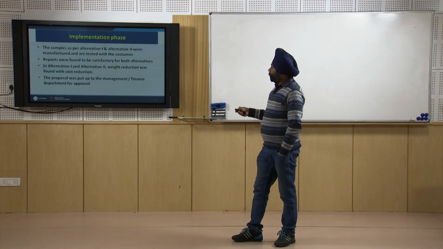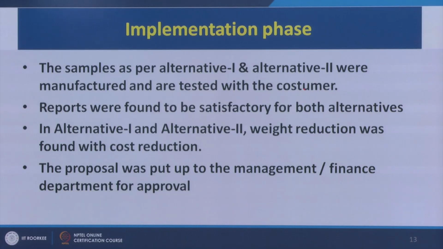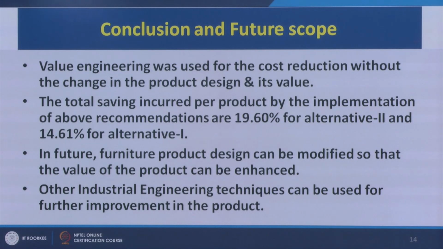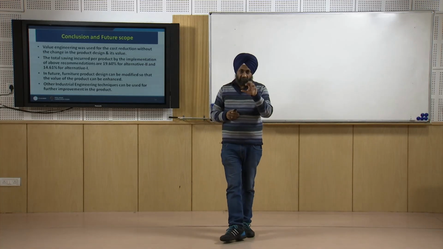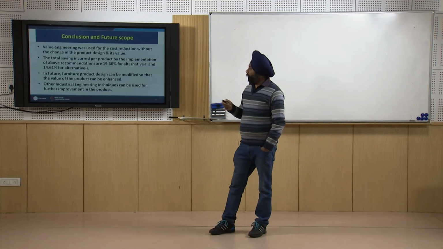The samples as per alternative 1 and alternative 2 are manufactured and tested with the customer. I think here we have a spelling mistake. Reports were found to be satisfactory for both alternatives. In alternative 1 and alternative 2, weight reduction was found with cost reduction. The proposal was put to the management finance department for approval. So maybe we have seen that we can always redesign the product and we can save money for the organization. That is the basic concept of value engineering.